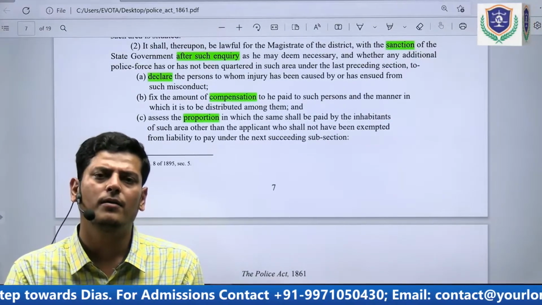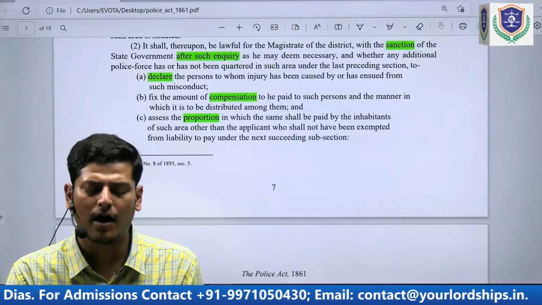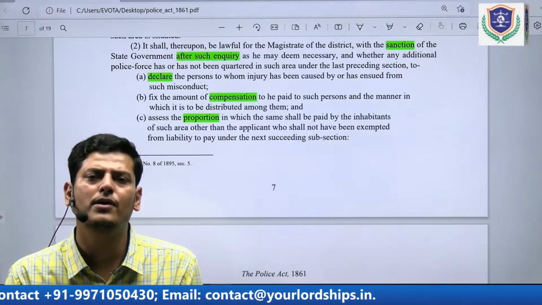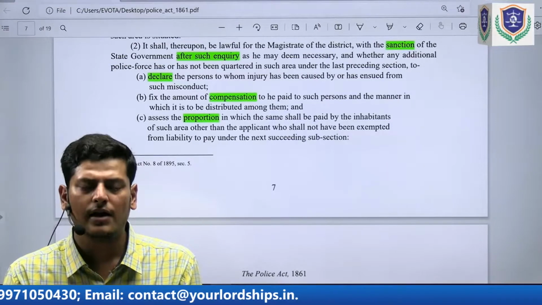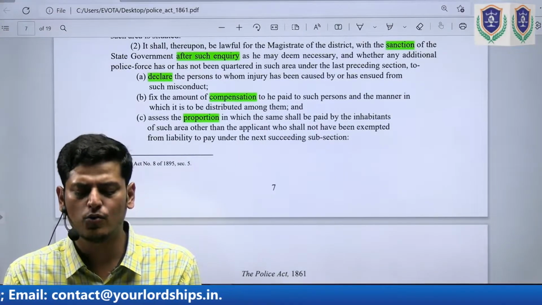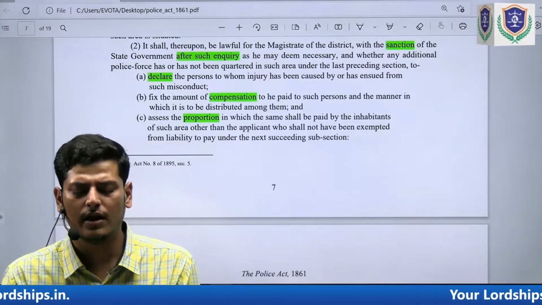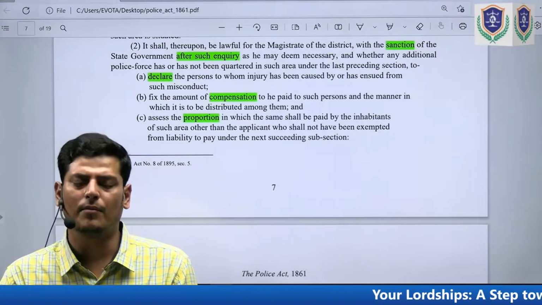After making due inquiry, he can take the following action. He can declare the persons who have suffered the injury. He can fix the amount of compensation for such persons who have suffered the injury. And he can assess the proportion in which the same shall be paid by the inhabitants.